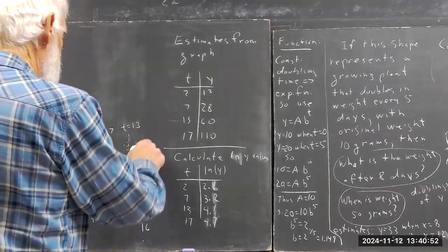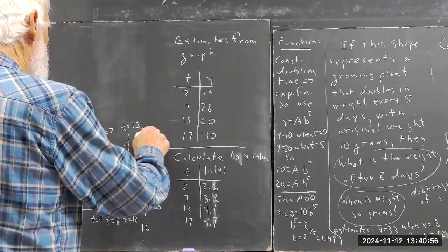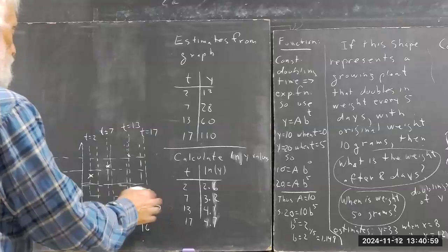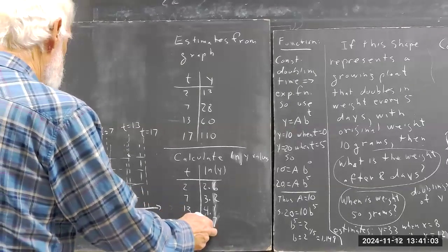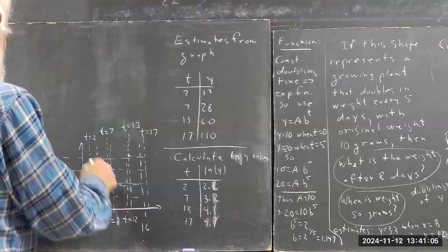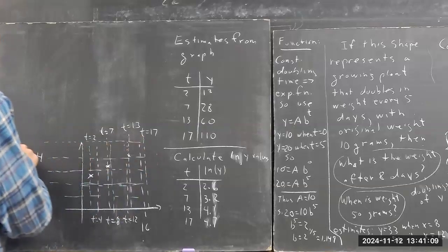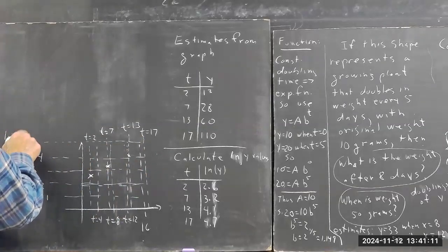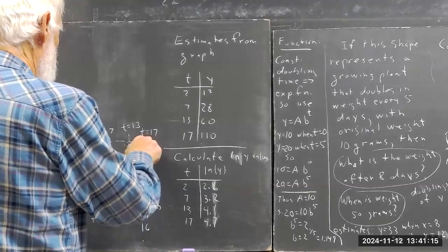And then when we get out to 17, t equals 17 will be a unit to the right of t equals 16. And we're going to get 4.7. Well, I could make another line here. The natural log of y equals 5. And that's going to be here.